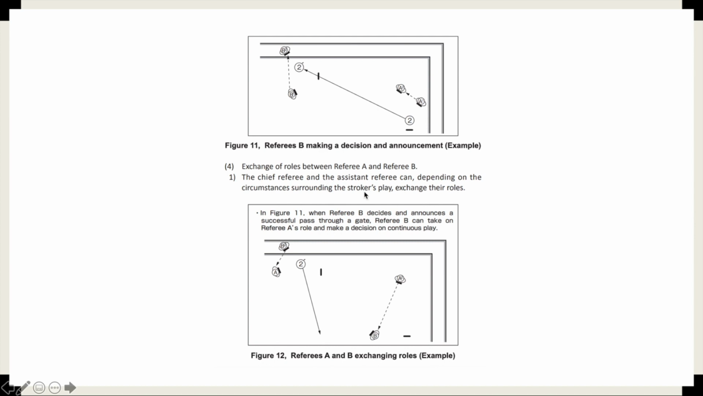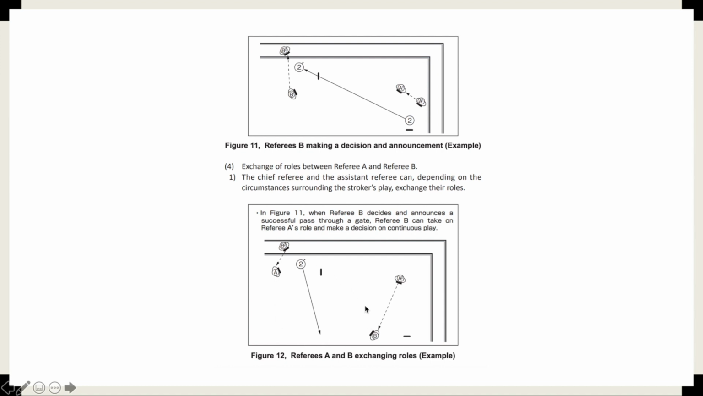So the chief referee and the assistant referee can, depending on the circumstances surrounding the stroker's play, exchange their roles. So in figure 11, when referee B decides and announces a successful pass through a gate, referee B can take on referee A's role and make decisions on continuous play. If we look at figure 11 here, we can see the movement of referee A during their decision making, and referee B's movement during decision making. So we can see now that referee B has ended up in the outer field after adjudicating that ball 2 has gone through gate 2.